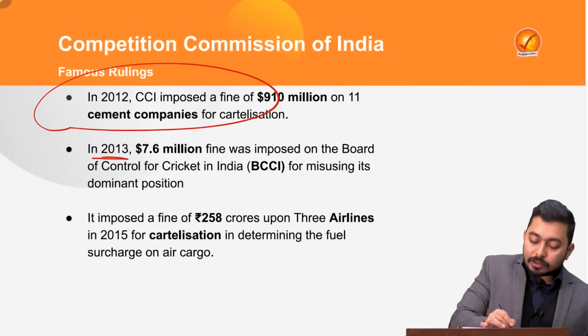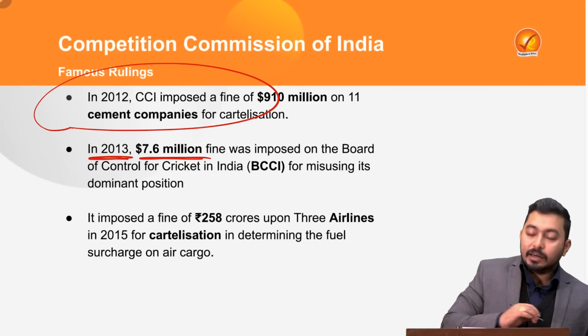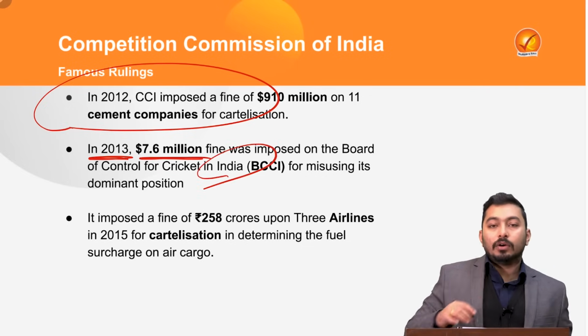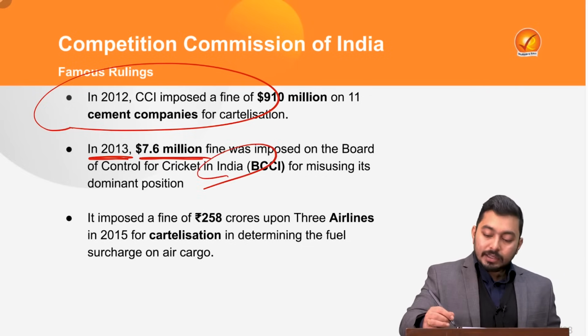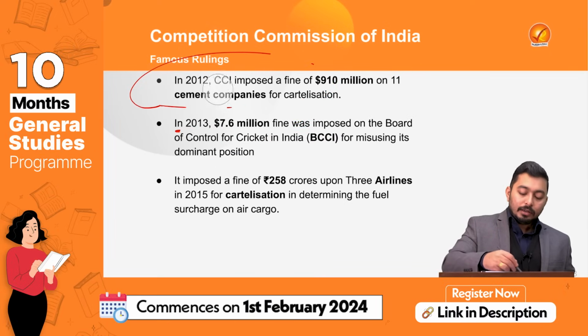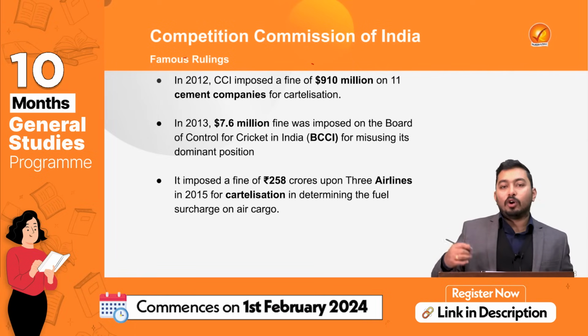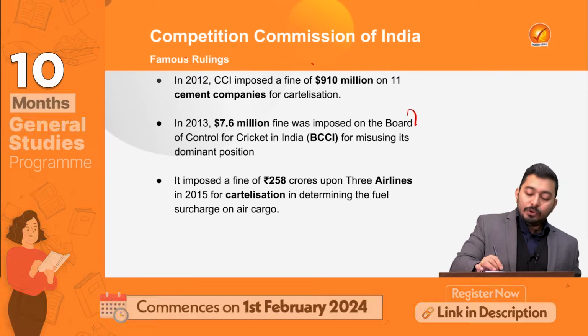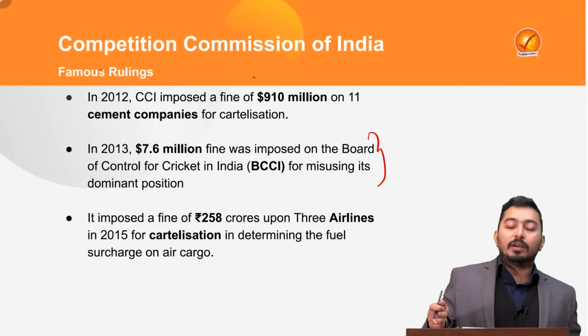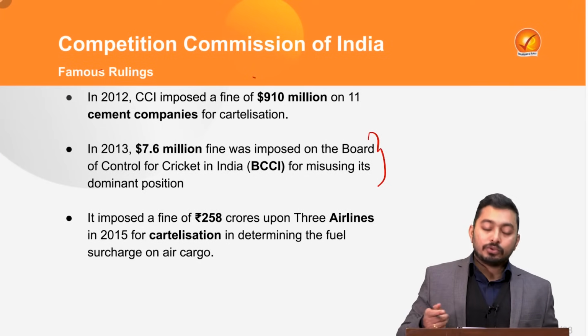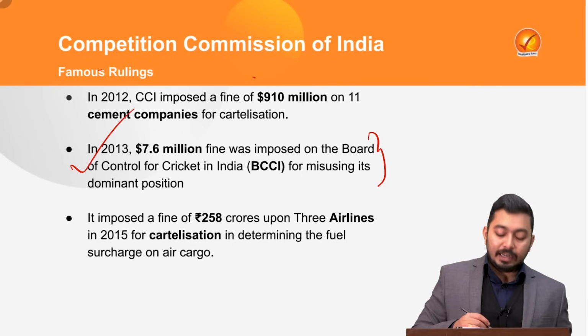Then in 2013, $7 million was imposed on BCCI also. Why? Because it is a single player. Now who manages the Indian cricket team? BCCI. So it has an absolute 100% monopoly. It has a very dominant position and it can very well abuse it. Because it abused it, a fine was levied.